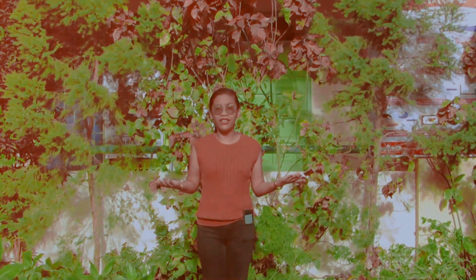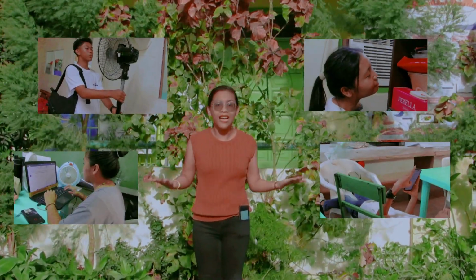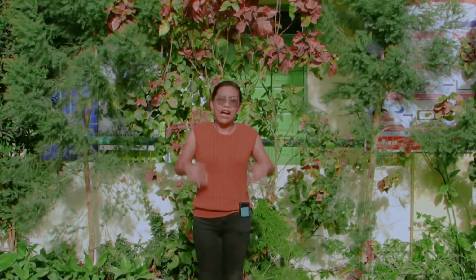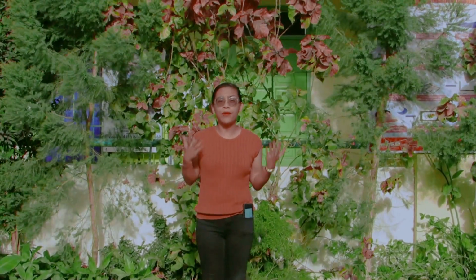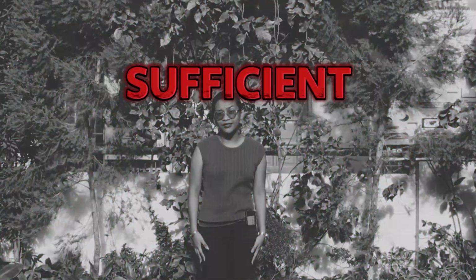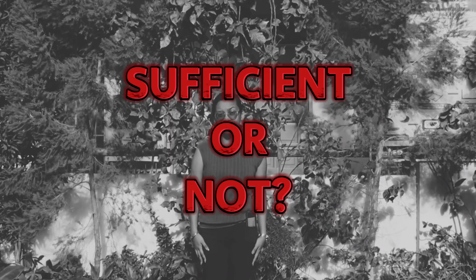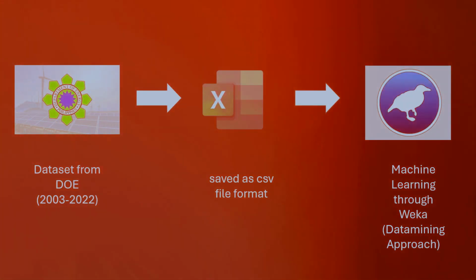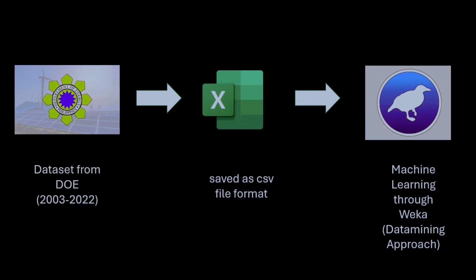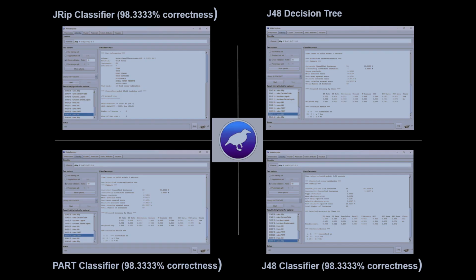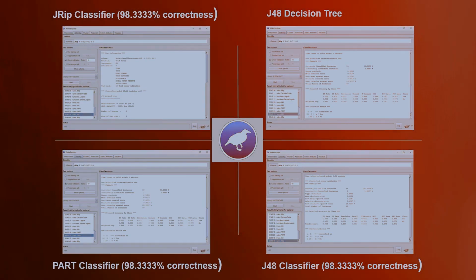With all of that given, how can I know if the grid can supply sufficient power or not? In order to do this, a dataset was obtained from the DOE which contains peak demand and grid capacity from 2003 to 2022. It was saved as a CSV file and was subjected to machine learning through Weka using the data mining approach. The following data was obtained with the use of different classifiers.